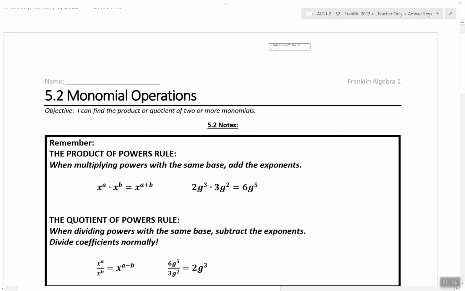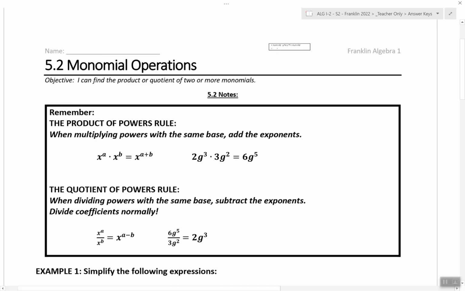In our last notes, we looked at monomials and how to multiply two monomials. In these notes, we're going to look at more examples of multiplying monomials and also division. So we're going to look at products and quotients.